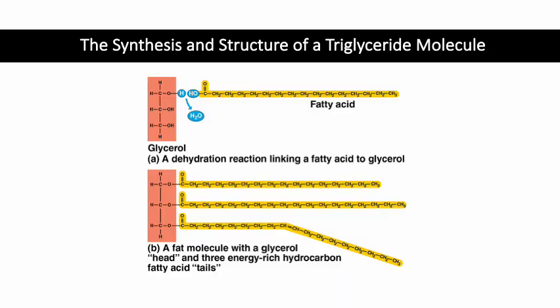A triglyceride is built by joining one glycerol molecule with three fatty acid molecules. Each fatty acid attaches to the glycerol through a dehydration reaction, where a molecule of water is released as the bond forms. The result is a compact molecule with a glycerol backbone and three long hydrocarbon tails. These tails are rich in energy because of the many carbon-hydrogen bonds they contain. This structure explains why triglycerides are such effective long-term storage molecules and why they are stored efficiently in adipose tissue for insulation, cushioning, and fuel when needed.